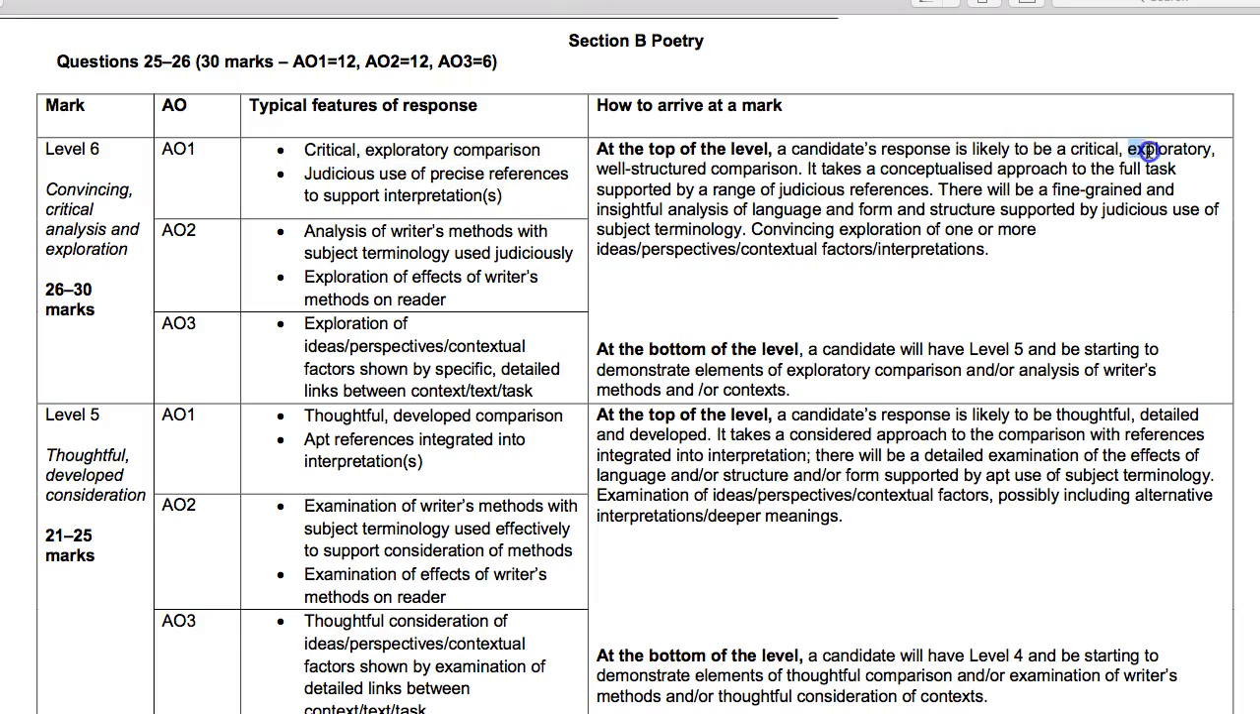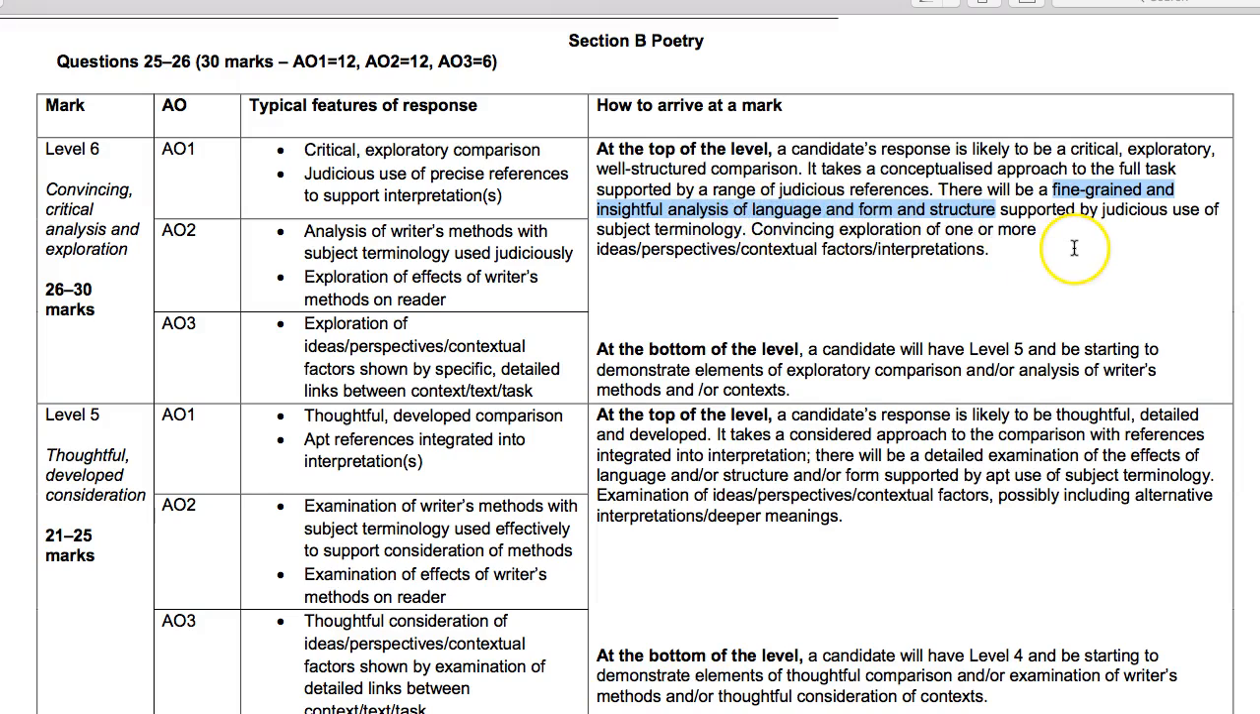Is it exploratory? Well, look at the tremendous detail of all the paragraphs. Yes, it is. Is it well structured? Yes, it does tend to go from comparing one poem to the next, one to the next, one to the next. Is it conceptualized? Well, you saw all that bold writing, which showed you how he was always considering the poet's purpose. Is there a fine-grained, insightful analysis of language and form and structure? Well, you can definitely see that there was about the form and structure of the poems, and there was obviously loads of analysis about language.